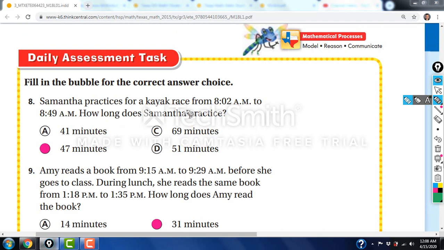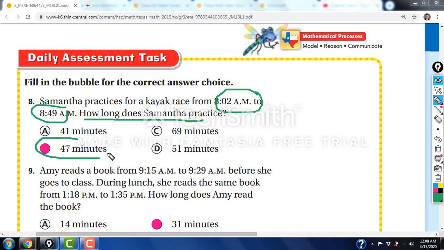Samantha practices for a kayak race from 8:02 a.m. That's a starting point, to 8:49. How long does it take? So you subtract 8:02 from 8:49, and your answer is 47 minutes. So starting and ending, and all you do is you subtract your starting from your ending time, and that gives you elapsed time.